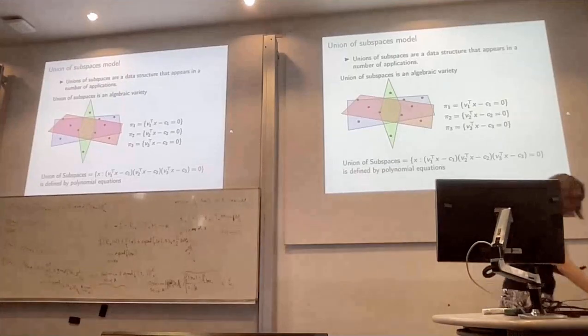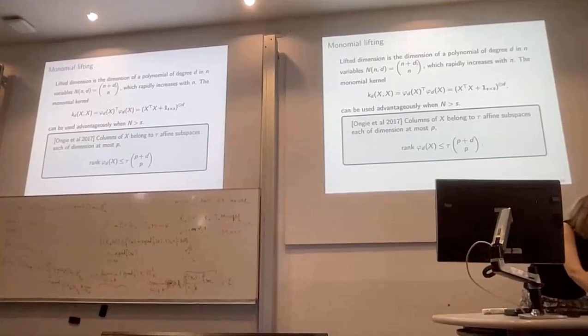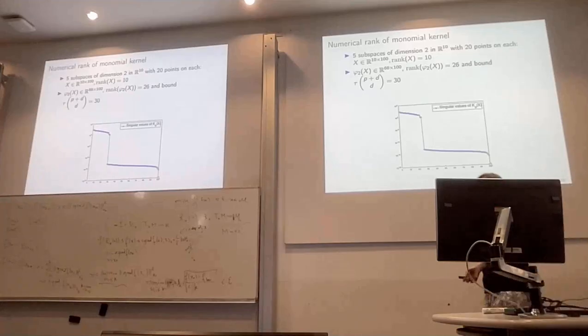For the monomial lifting, dependent on the degree D of the monomials that we use, the feature space is combinatorially large. So this is not great. There are results that connect the rank of these to my data and so on. There are a lot of details that I won't have time to present, but let me ask you a question.